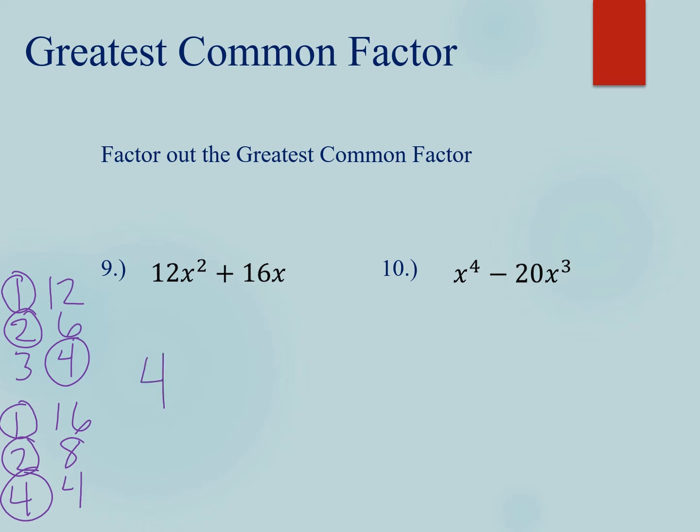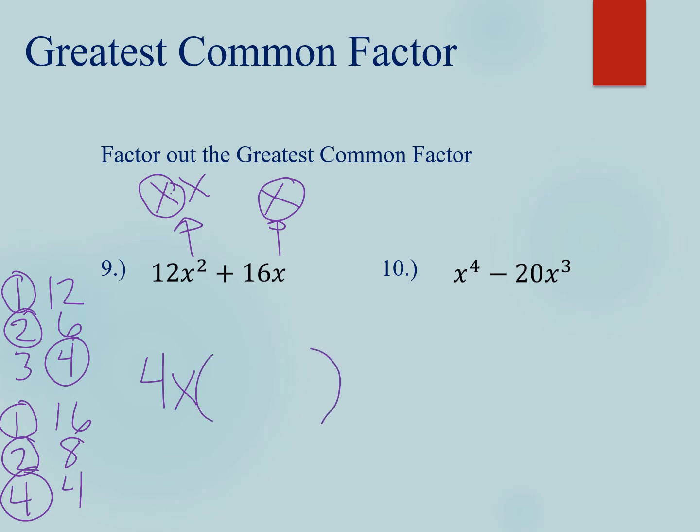So I'm going to write that down right here. Okay, now what I need to do is look at the x squared and the x. So x squared, remember, means x times x, and then x just means 1x. So how many do they have in common? I can circle 1 on each that they have in common. So I'm going to take that 1x and put it here. So 4x is the greatest common factor.